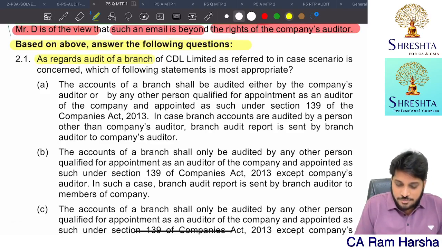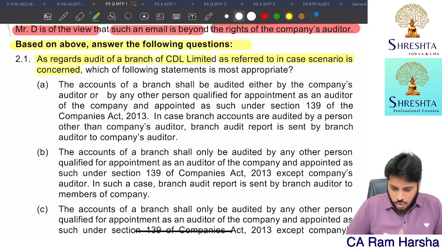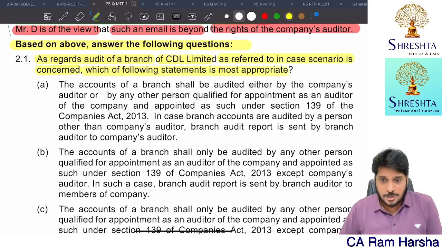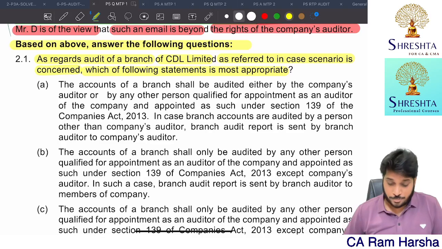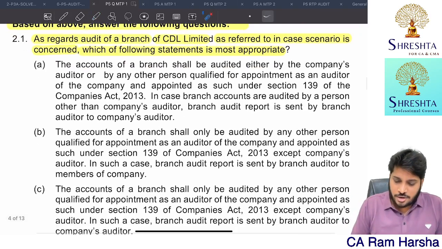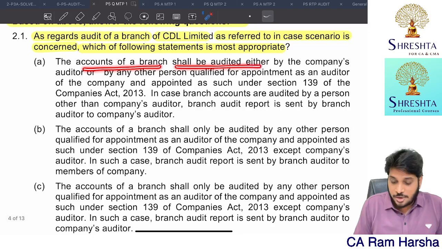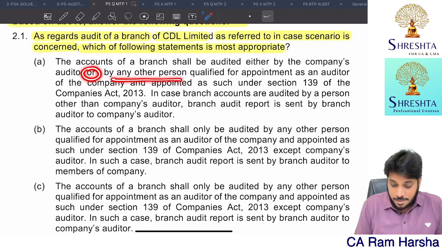As regards audit of branch of CDL Limited, as referred to in case scenario is concerned. So audit of branch of CDL as referred in case scenario. Which of the following statement is most appropriate? We'll see regarding audit of branch. The accounts of a branch shall be audited either by company auditor, okay, or by any person qualified for appointment as an auditor of a company and appointed as such under 139 of the Companies Act.